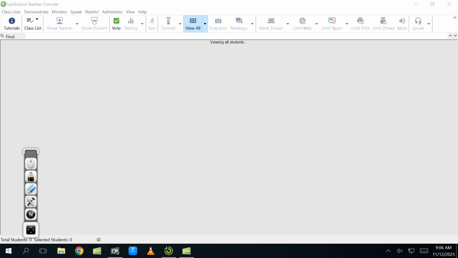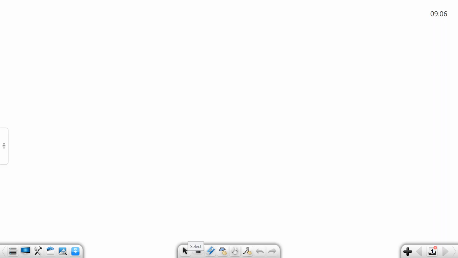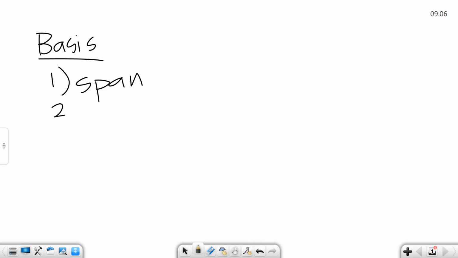All right, so let's go on with vectors. See if we can finish that up. A set of vectors S in a vector space V is called a basis if S spans V and if S is linearly independent. Okay, so we have two characteristics there. In order to be a basis, it has to span and it has to be linearly independent.